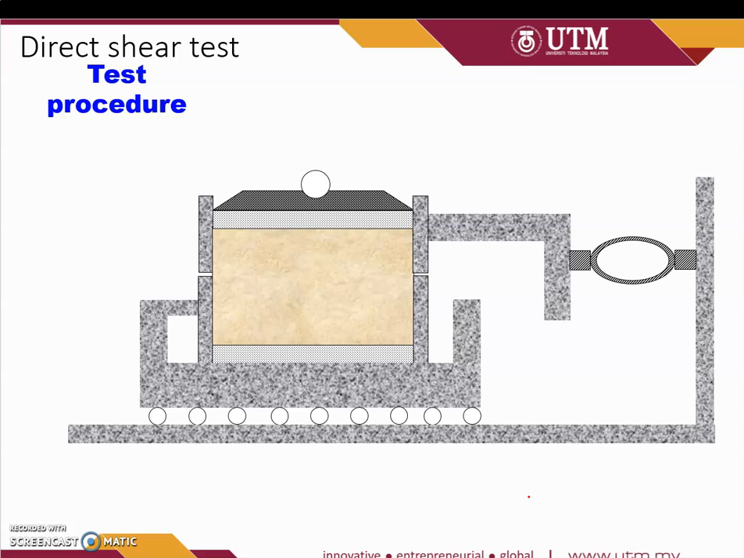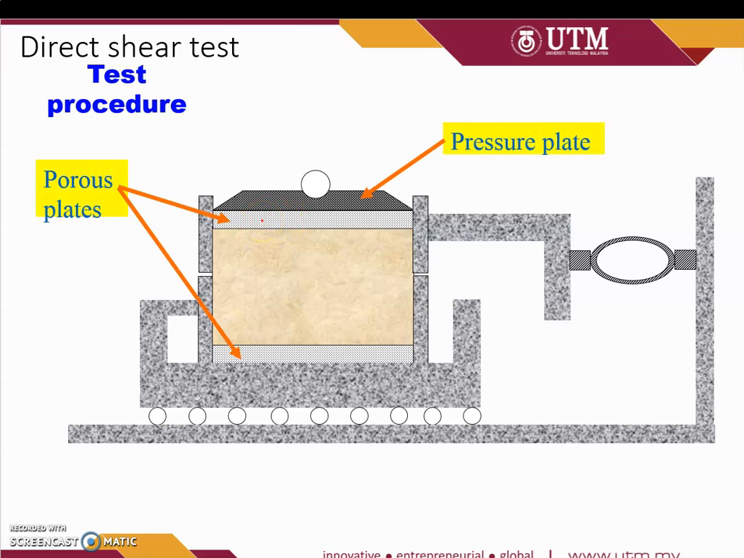Of course, we need to set up all the basics first, and then once ready, we pour the soil into the shear box, and cover it with the porous steel at the top and bottom to allow dissipation of water if we have water in the soil. And last but not least, we close the lid and apply the pressure plate, apply the loading.